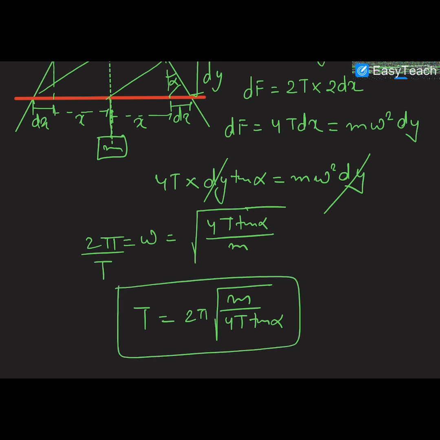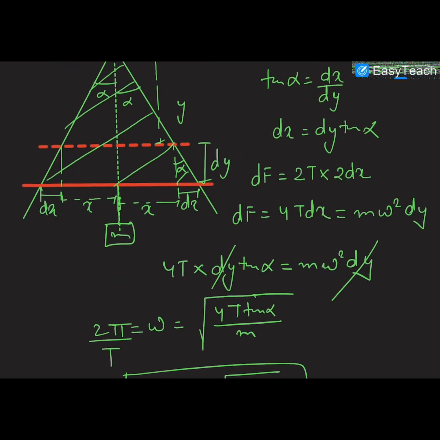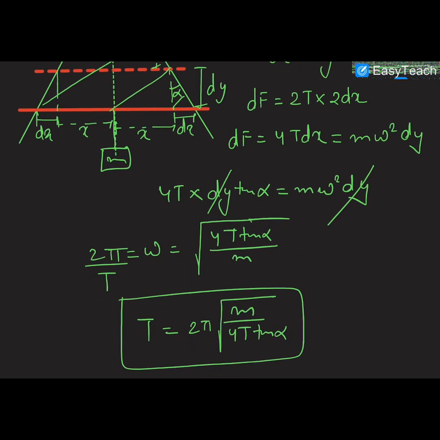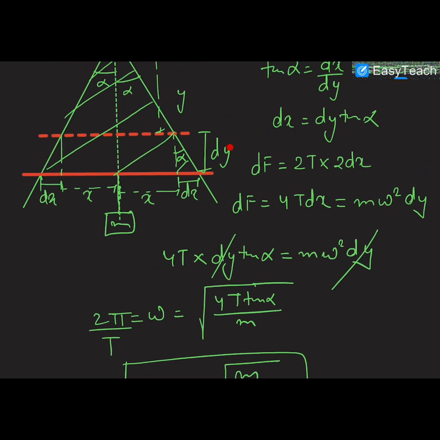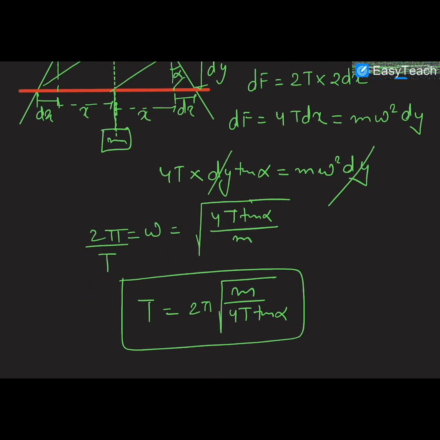This is the time period of SHM of this wire, and you can see that we have not assumed that dy is very small. Whatsoever be the value of dy, the force will be proportional to dy only, linear power of dy, which means that for any value of y or dy, this wire will perform a simple harmonic motion. So the time period will be this one in any case.